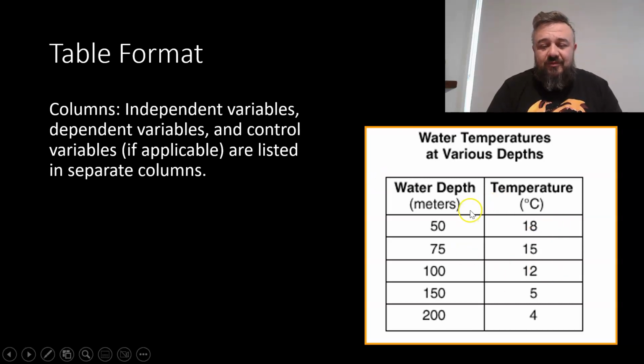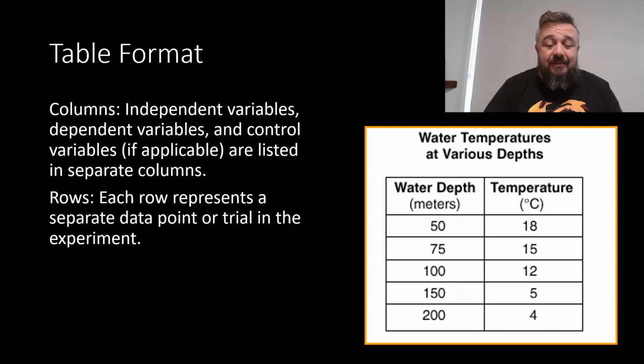So columns. These are columns. We have independent variables, dependent variables, sometimes control variables. I wouldn't usually. And they are listed in separate columns. And you may notice that if this is water temperature at various depths, that means the thing we're changing is the water depth. That is the independent variable. And that is in the left-hand column. And that's a common thing that's going to come up again and again.